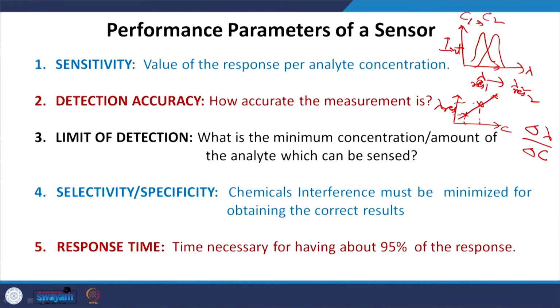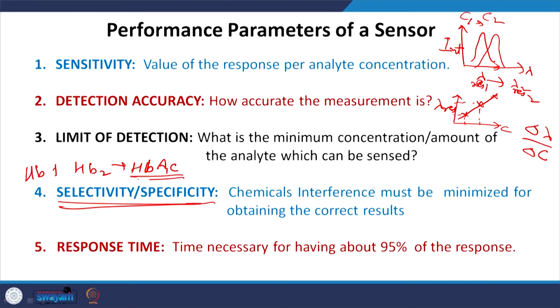Selectivity or specificity, this is not a quantitative measurement, it is a qualitative measurement. So, if you do a sensing experiment, your sensor should be very selective to the molecule you want to sense. It should not even sense its neighbor. So, suppose you have say hemoglobin 1 and hemoglobin 2, that is say HbA1c.